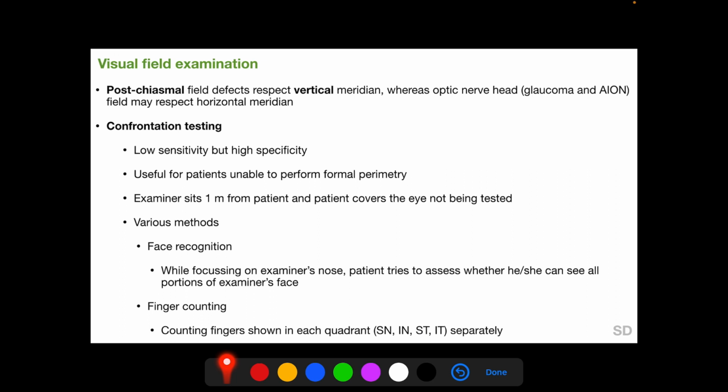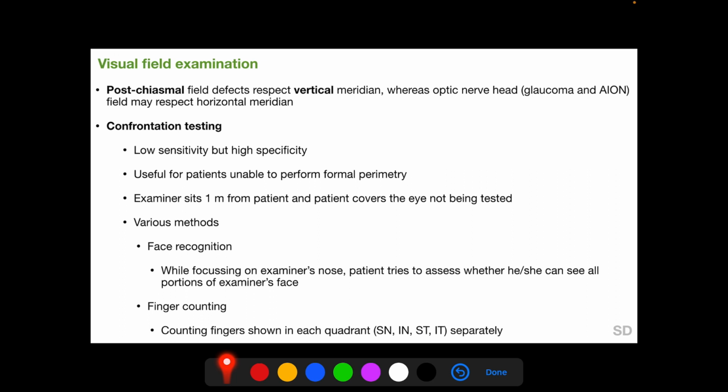Confrontation testing is a gross assessment of the visual field of the patient without using any machines, and we can do it in the clinic. It has a low sensitivity, but if we find abnormality, it is highly specific, and it is useful for patients who are unable to undergo a formal automated or kinetic perimetry. The examiner sits 1 meter from the patient, and the patient covers the eye not being tested. There are various methods of confrontation testing.